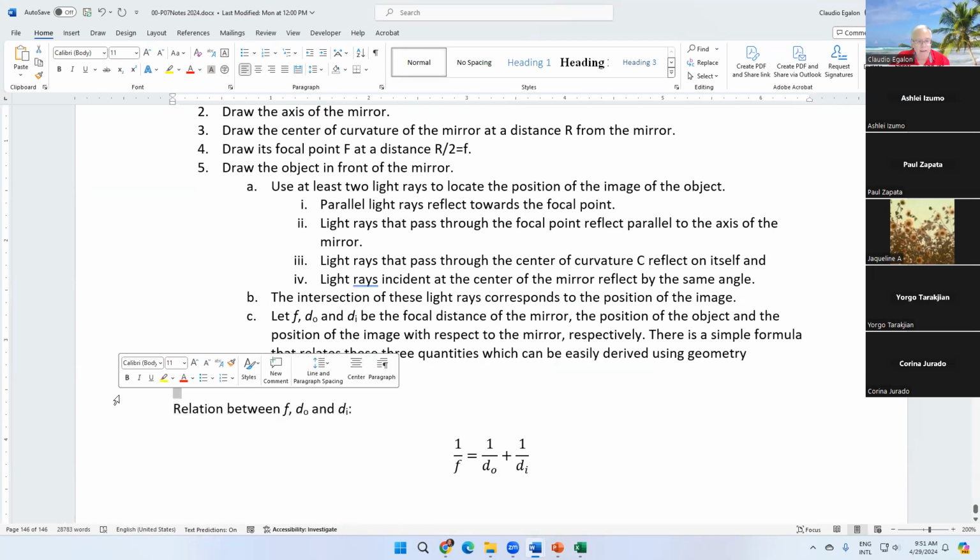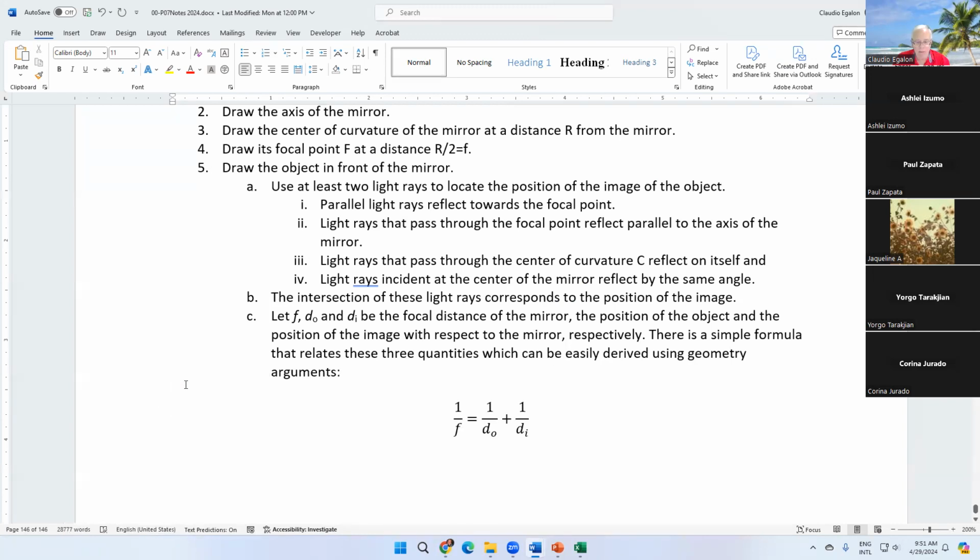Can you remember that? If you memorize it, it's easier for you, it's better for you, okay? Inverse of the focal distance is equal to the inverse of the distance of the object plus inverse of the distance of the image. Okay.